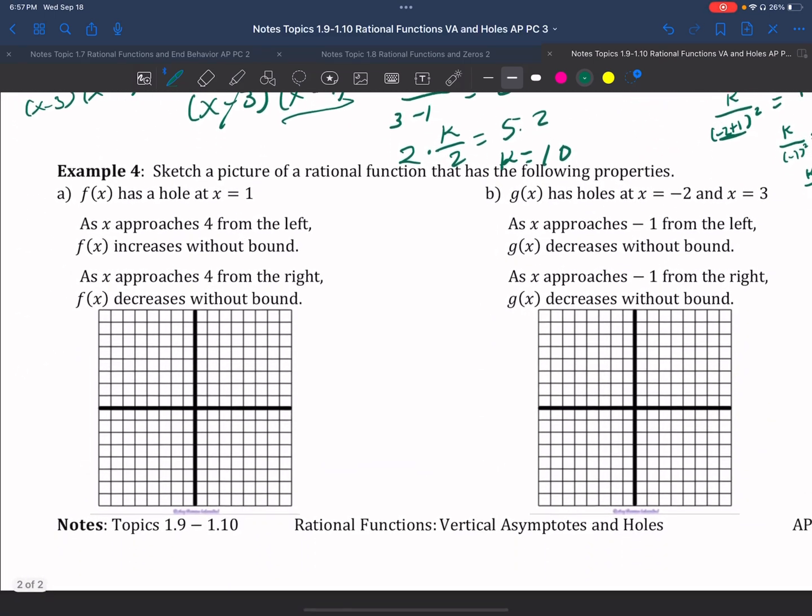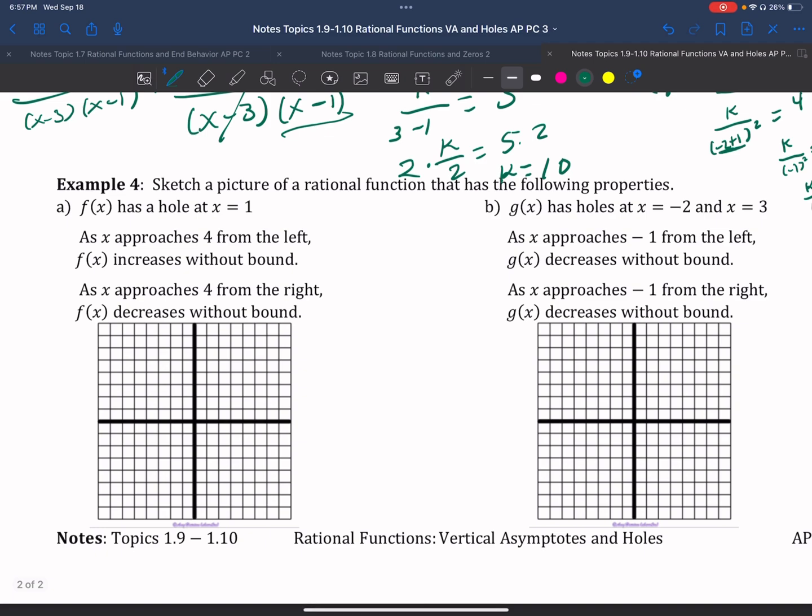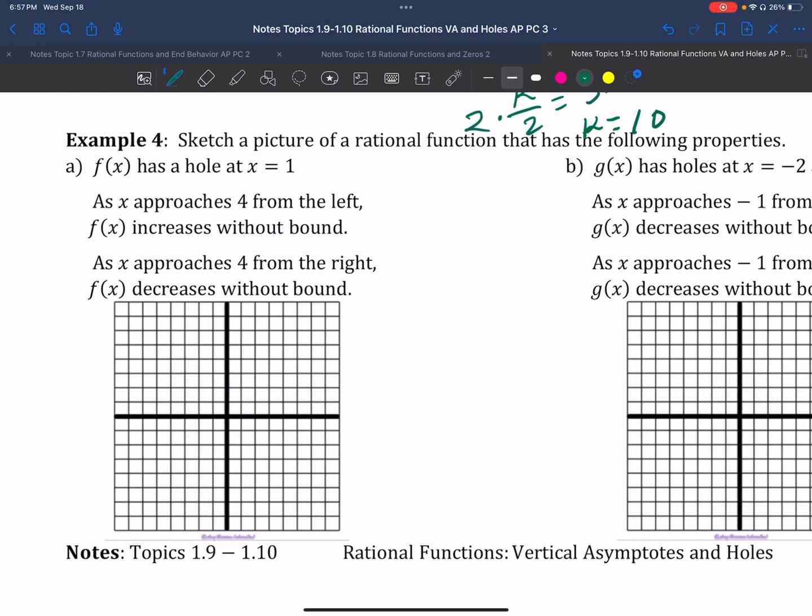Example number 4 is asking us to sketch a picture of a rational function that has the following properties. So for A, they want a function that has a hole at x equals 1. So as long as your x value is 1, you can put it wherever you want. After that, they're saying that as x approaches -4 from the left, f of x increases without bound. So I'm going to make a note that it should look something like that as you get closer and closer to x equals -4. And then as x approaches -4 from the right, it decreases without bound. So I'm going to make a note that it's going to look something like that.